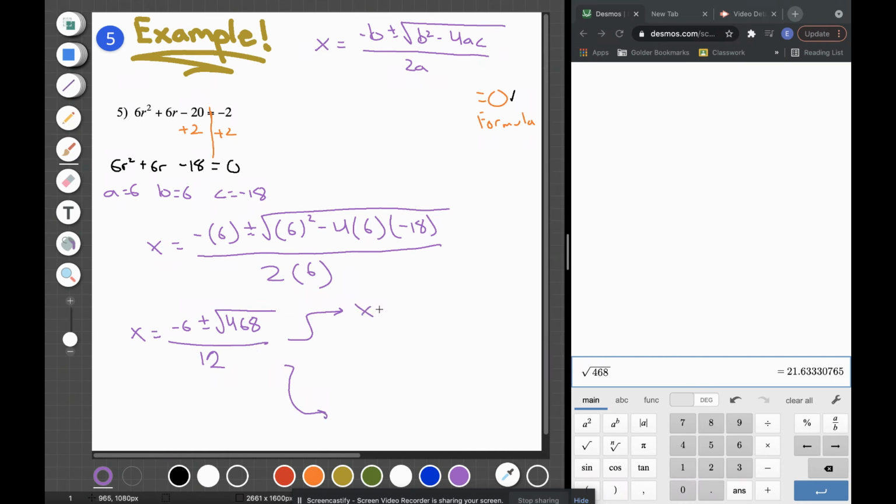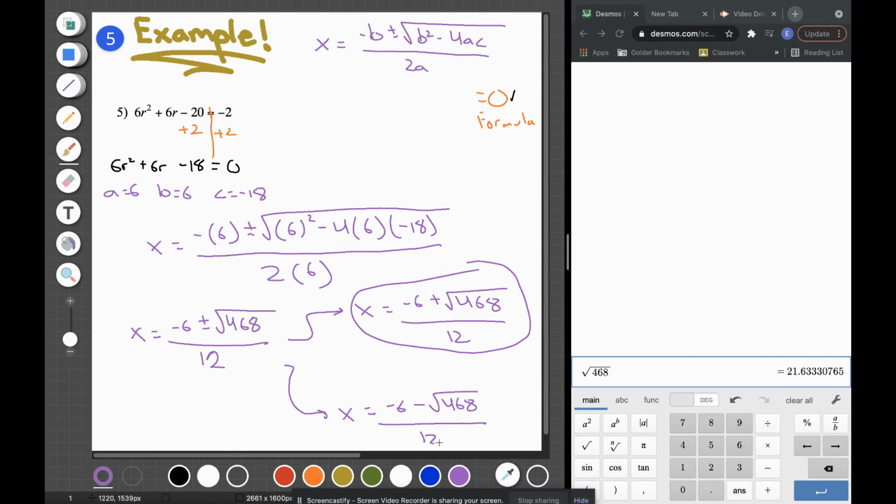So the first answer will be x equals -6 plus the square root of 468 over 12. That's one of your answers, and that's okay. You do see answers like that. Then you have x equals -6 minus the square root of 468, all of that over 12. And there you go. Cool.